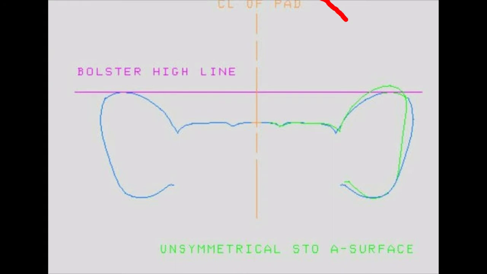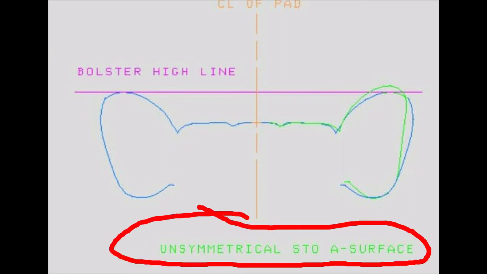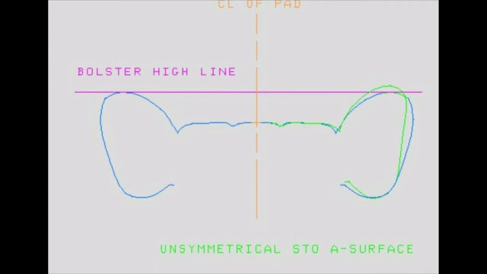We have drawn two lines. One is the center line of the pad and the other one is the bolster line. The bolster line is the pink line. You can see the green curve which is a little bit oversized. That means the bolster is unsymmetrical in the STO A surface, which is very clear from this image after taking an intersection curve. The pad is not symmetrical.